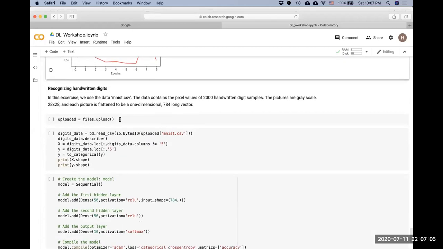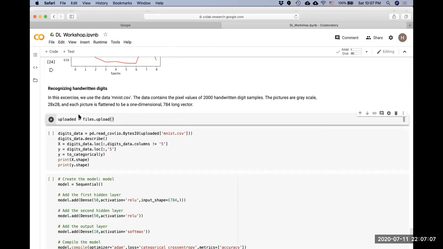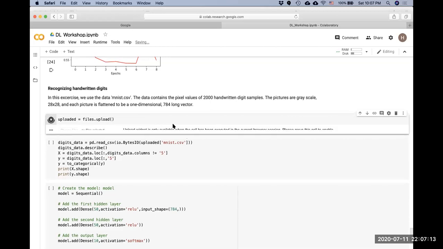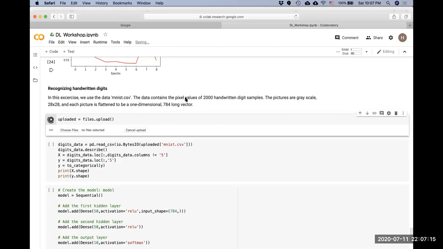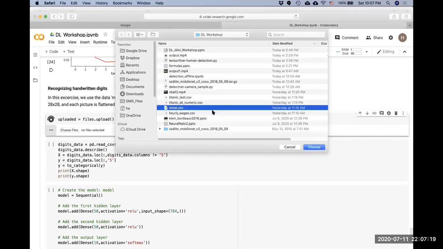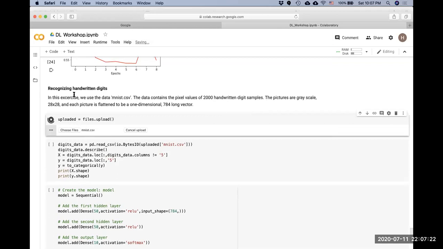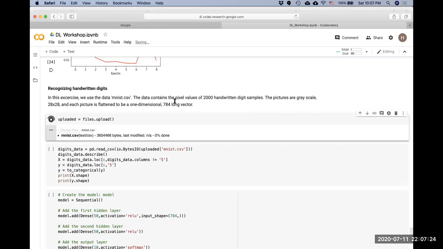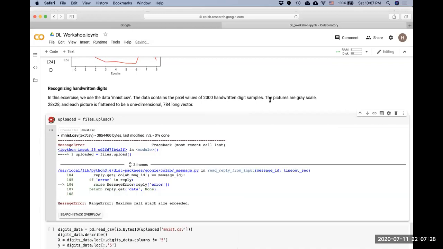And lastly, I would like to show you an example. I will be using this mnist.csv. These are handwritten data. The data contains the pixel values of 2,000 handwritten digits.